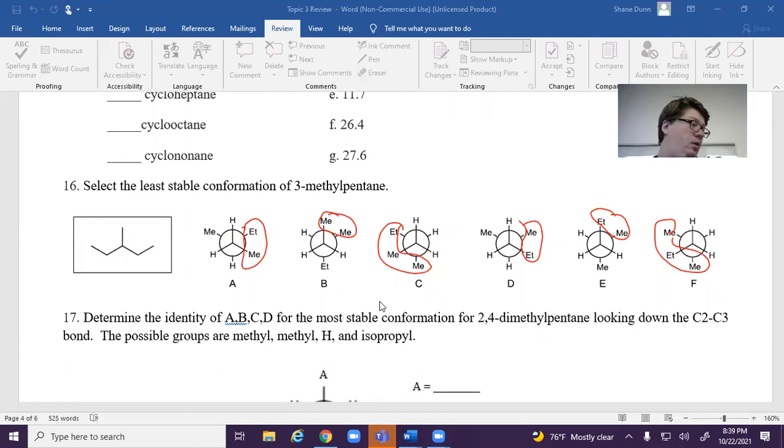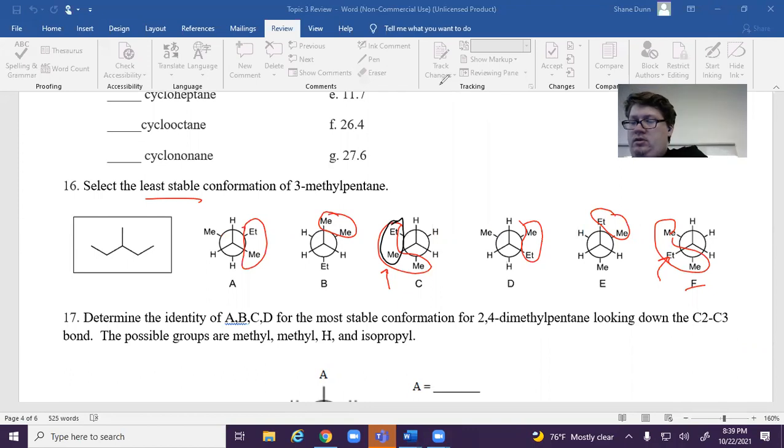So, what do you got here? What do you guys think? What's the answer? Least stable. Yep, that's the answer. The reason it's F is because this ethyl group is between two methyls. Here, it's just a methyl, so it's not as bad, because the ethyl is only interfering with one methyl instead of both of them. Does it make sense? That's why.